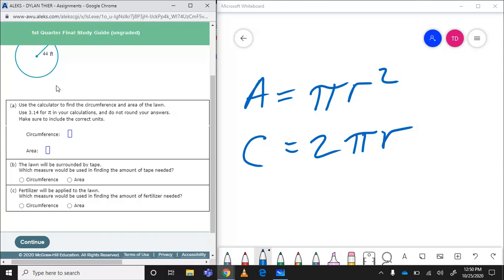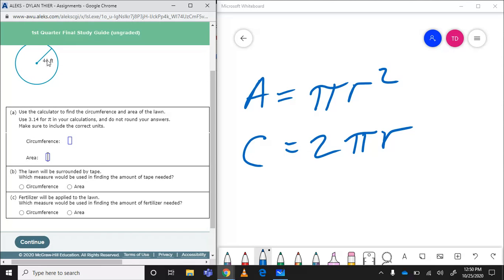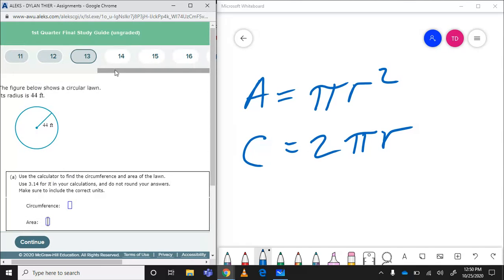Fertilizer will be applied to the lawn. So they're going to spread fertilizer on the whole surface of the lawn. Well, that would be the area that we're talking about.